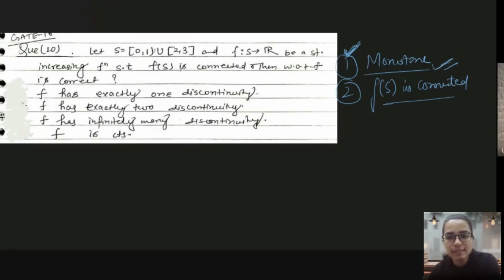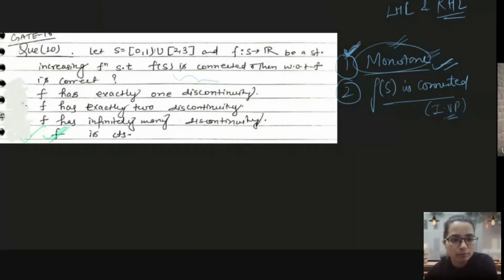So somewhere we can say that it satisfies the intermediate value property because the image is an interval. Also monotonicity says that the limits always exist, LHL and RHL. So with the help of the above results, monotonicity and the intermediate value property, we can say that function f is continuous. So the fourth option will be correct. All these other options are talking about discontinuity. These are incorrect. So this was all.